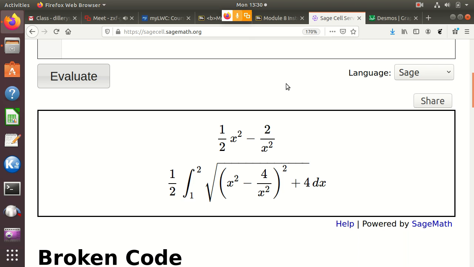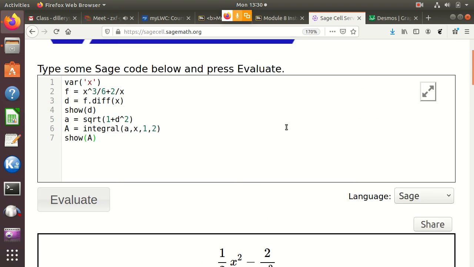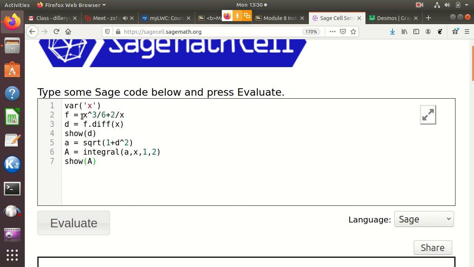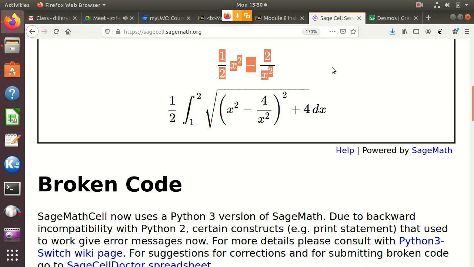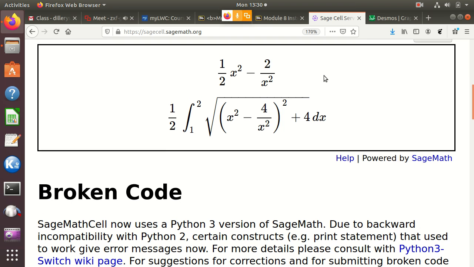this is one of those things that looks, in some ways, like a relatively harmless problem. When you take the derivative, you get this, and that's not just me talking, that's Sage Math, because number 4 says start with x cubed over 6 plus 2 over x, and then I take the derivative and I show the derivative. And there it is, and that's exactly what I got. So I was pretty sure I got the derivative right.